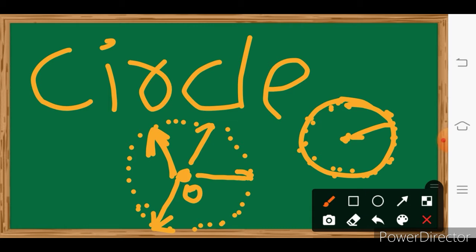This distance is called r. And the distance between any two points on the circle that passes through the fixed point is called d. D means diameter. R means radius.